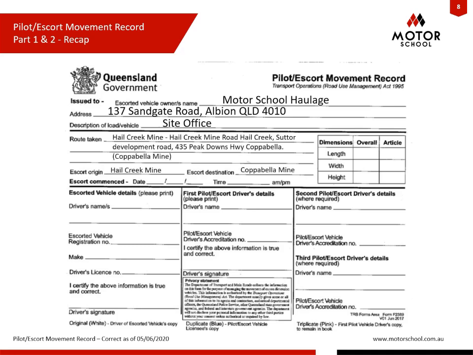The load is taken from Hale Creek Mine to Coppabella, Hale Creek being the origin and Coppabella being the destination. To get there, the route taken was Hale Creek Mine Road, Sutor Development Road, and then the Peak Downs Highway. The escort commenced on the 6th of the 5th, 2020 at 11 a.m.